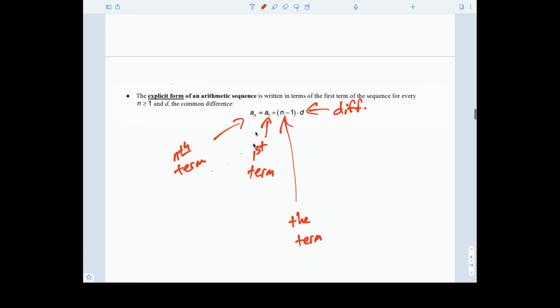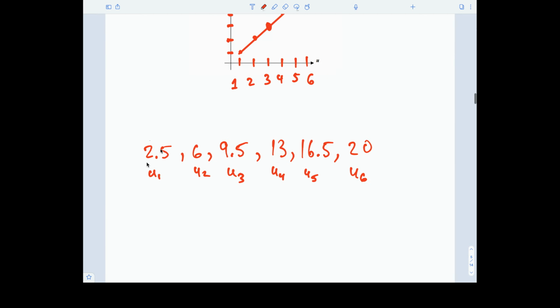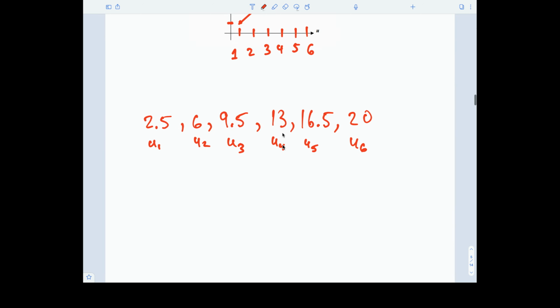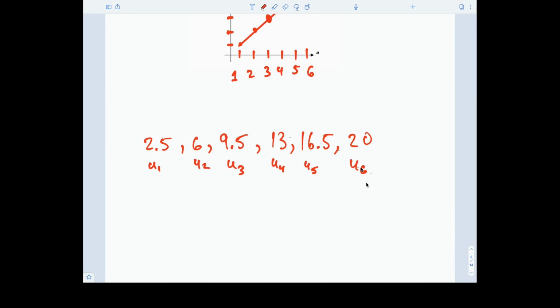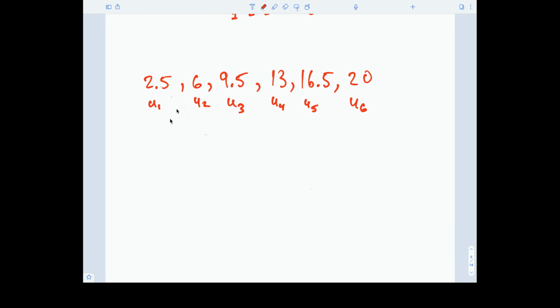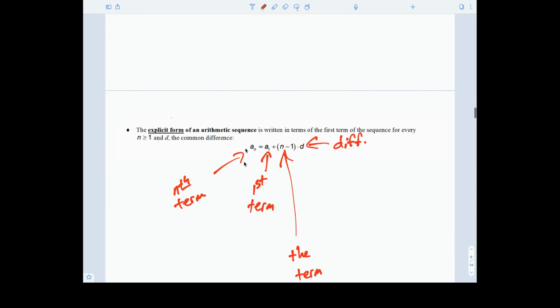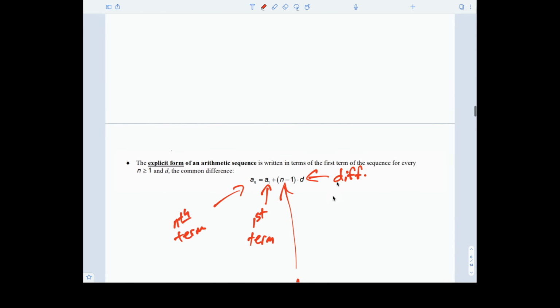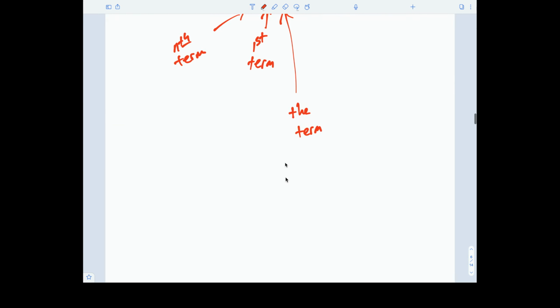Just to be clear, this is the first value, so in this particular problem, this would be 2.5. n would be what you're looking for. Let's say we're looking for the 6th term, so it would be 6. d would be the difference, which is the jump, which is 3.5. And a sub n would be what that term is, which in this case would be 20. So if we plugged into this formula, that would generate this.